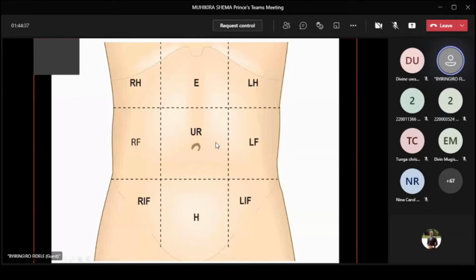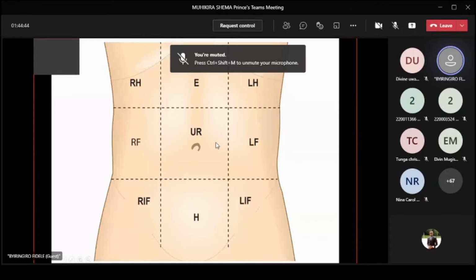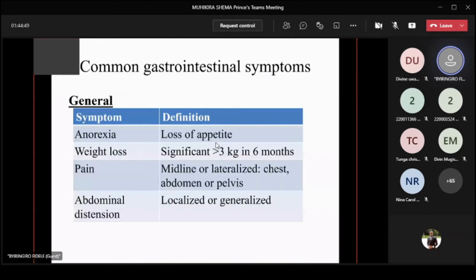The common gastrointestinal symptoms we have in general: anorexia, weight loss, pain, abdominal distension. Anorexia means loss of appetite. Weight loss means there is a significant loss of 3 kg in 6 months. And pain should be described as either midline or lateralized, in the chest, in the abdomen, or in the pelvis. And for abdominal distension, you have to note whether it is well localized or general abdominal distension.